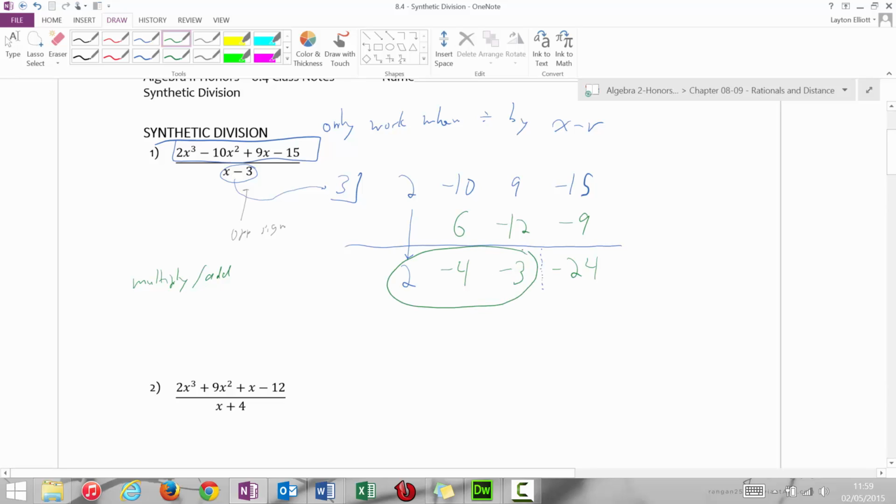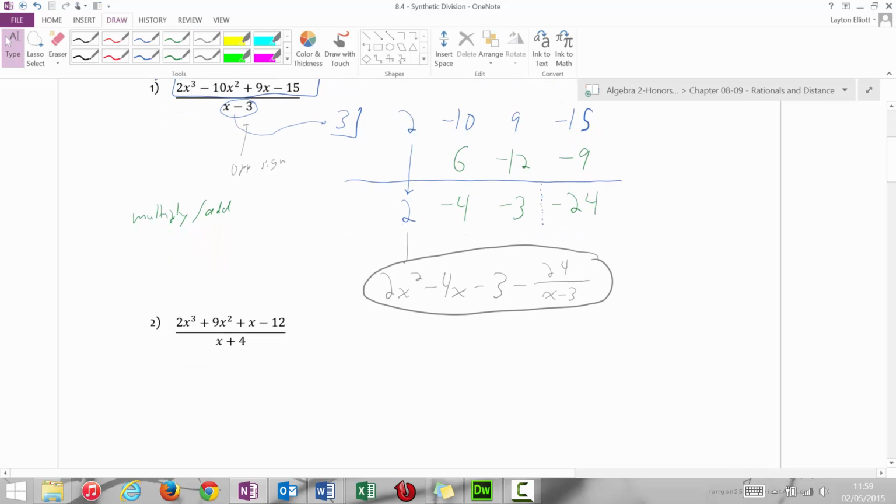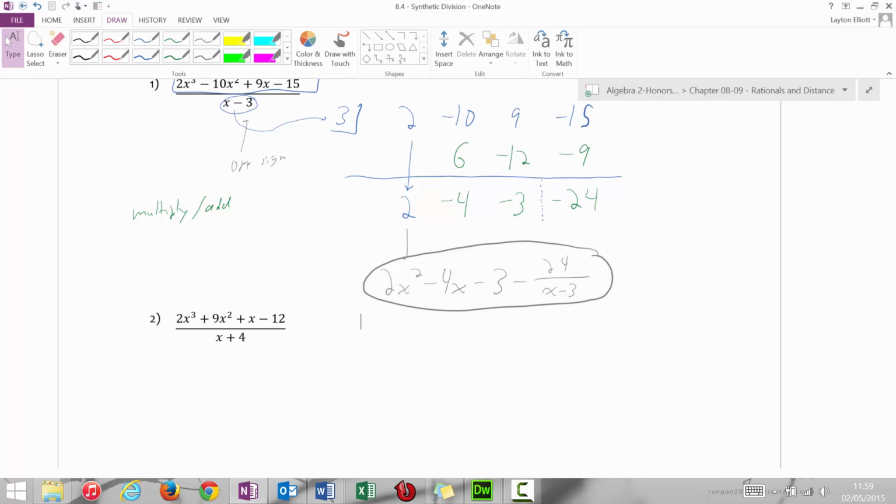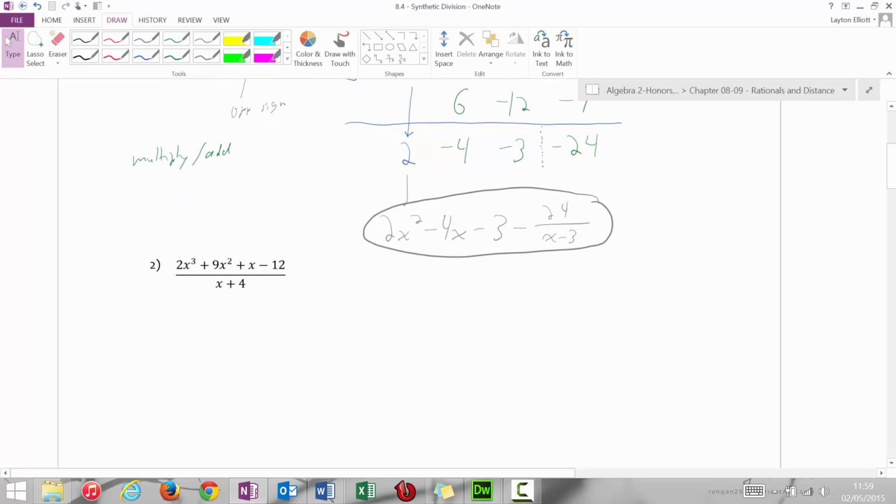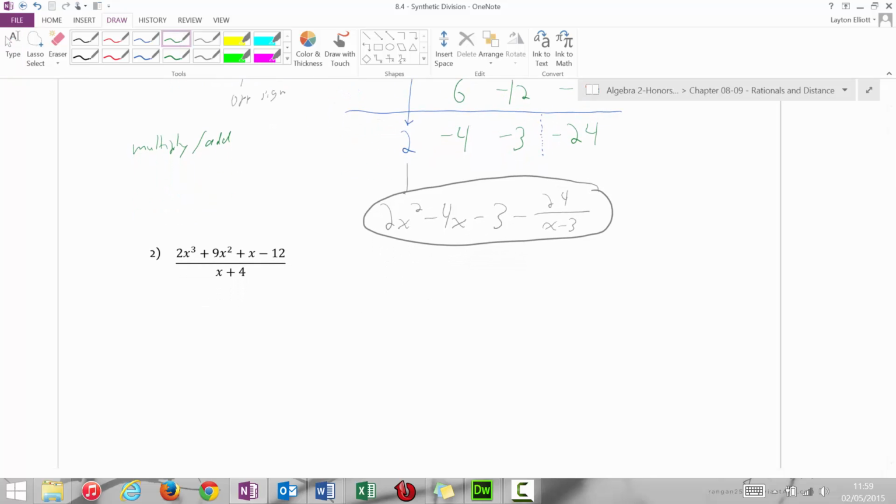This right here now represents a polynomial that's of 1 lesser degree than we started with. The 2 is our square term, 2x squared. The -4 is our linear term. The -3 is our constant term. And as you might imagine, the -24 is our remainder, minus 24 over x minus 3. You can get extremely quick at this, and it saves you a lot of time and probably a lot of mistakes too. Let's try this with number 2.